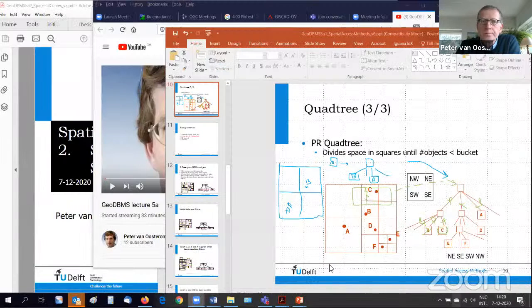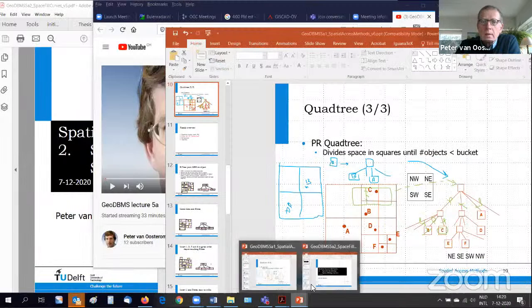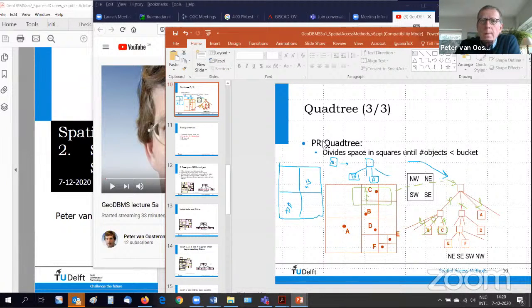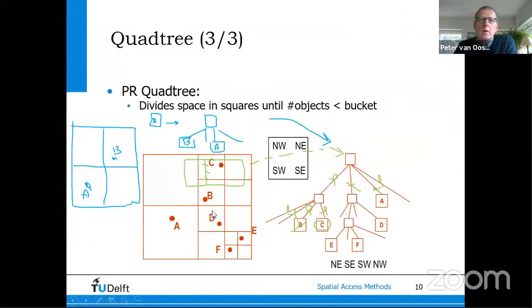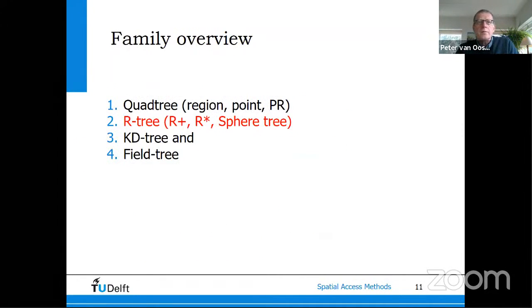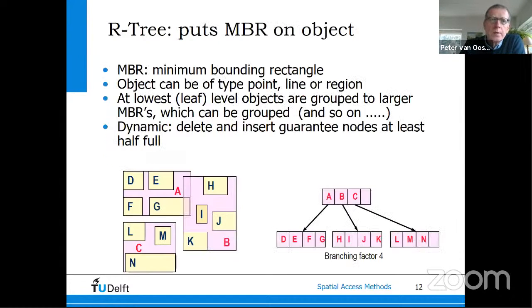Okay, welcome back. Let's continue with the indexing techniques, the spatial indexing techniques. We covered now the Quadtree family with a number of examples. Let's go to another family. Let's have a look at the R-tree with a number of variations, the R+Tree, R*Tree, and Quadtree.